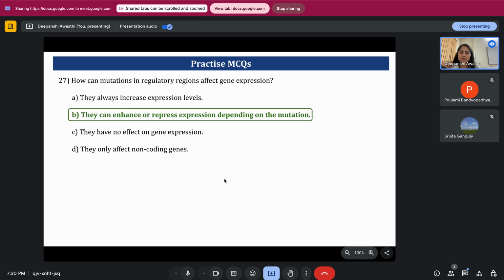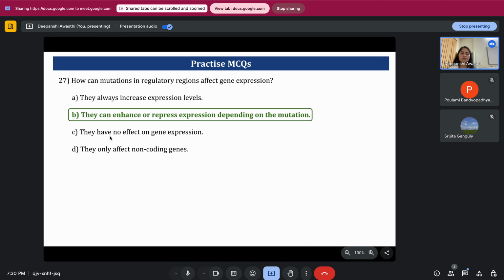Okay, yeah. So, the right answer is option B, because we have already discussed that regulatory regions means they are regulating the functionality. So regulation can either be positive or negative. It can either enhance or repress the expression, because it will not always increase expression or always decrease expression.